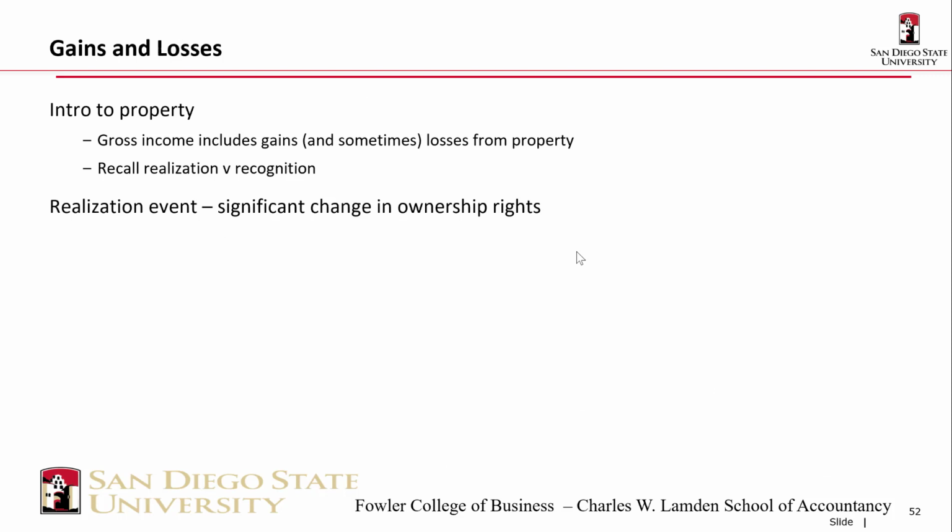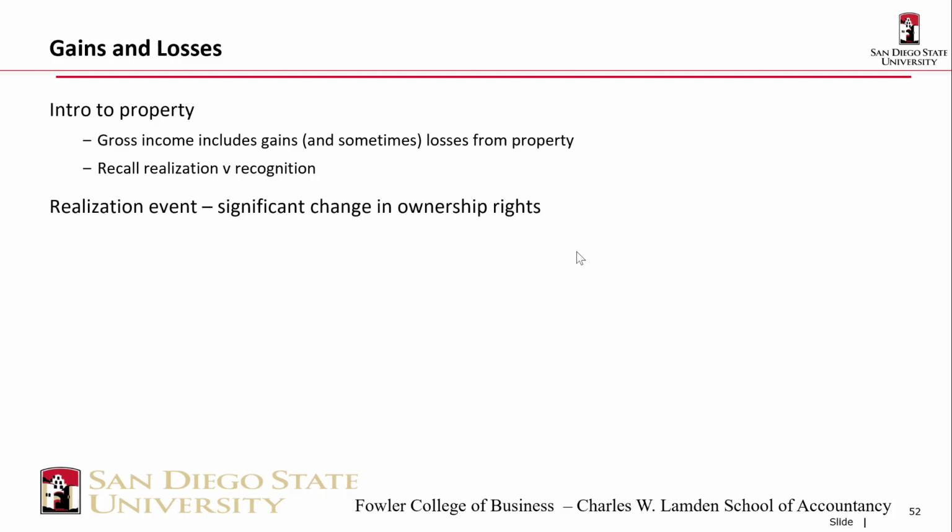All right, switching gears totally, because the chapter does this and it does make sense. We need to talk briefly about gains and losses. We mentioned gains and losses when we brought up Schedule D, recall. That's where you generally report gains and losses, especially if they're capital gains and losses. Okay, so this is a brief introduction to property. Gross income includes gains, and it sometimes includes losses from the sale of property. We now focus on this idea of realization versus recognition, because it's realization events that trigger gains and losses. So a realization event is a significant change in ownership rights. And typically we think about that as a sale, right? Most of the time we just categorize that under sale.